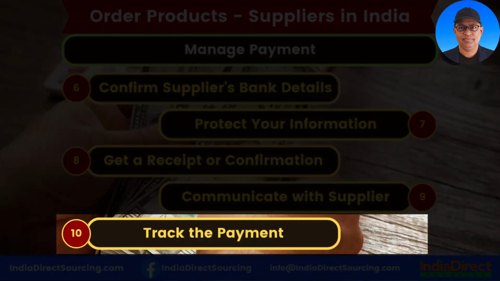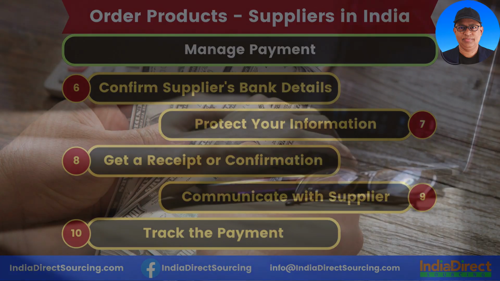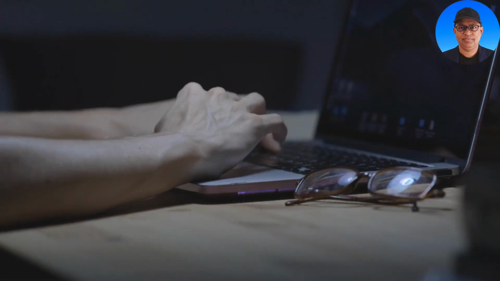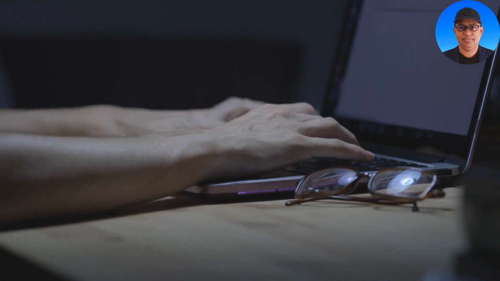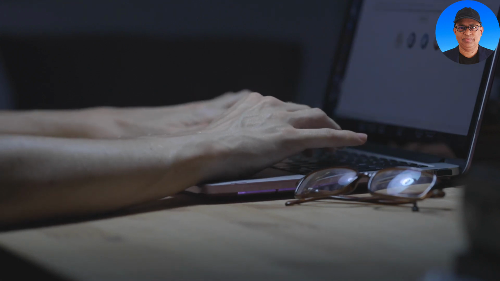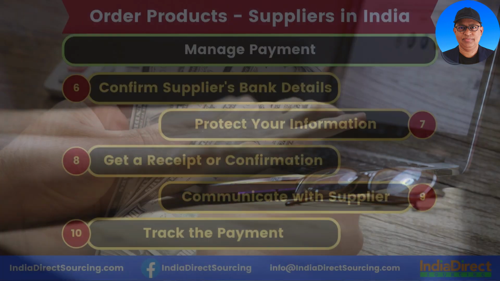Step 10 is track the payment. Keep a record of your payment. Note down dates, amounts, and any reference numbers. This is handy for your records and for future questions also. It is easy to keep track of your payments if you use online banking services such as Wise.com.